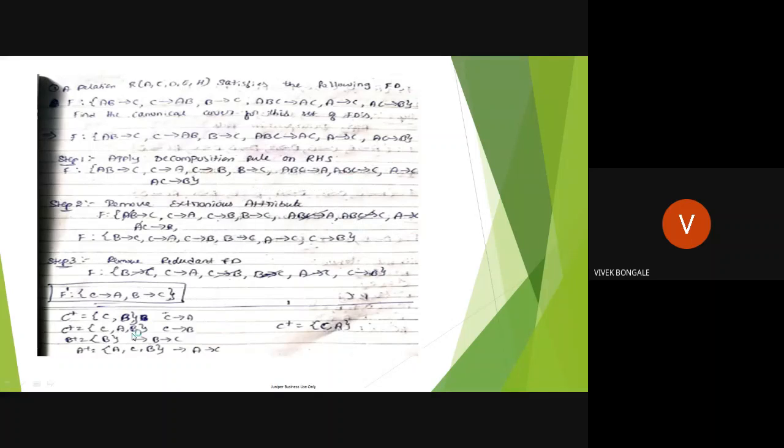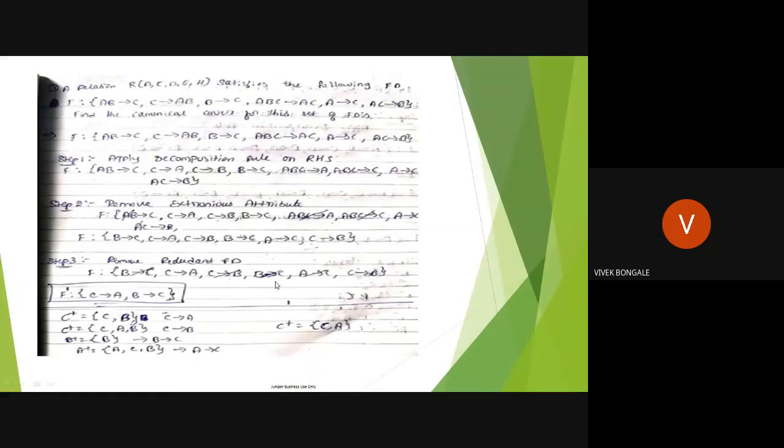Okay, CAB. Now we have to check whether in the resultant of this attribute closure C plus we have the right-hand side value. C determines B. Yes, in CAB we have B. So this is a redundant functional dependency, so we have to discard this one. C determines B, we discard it. Right, so switch to the next one.